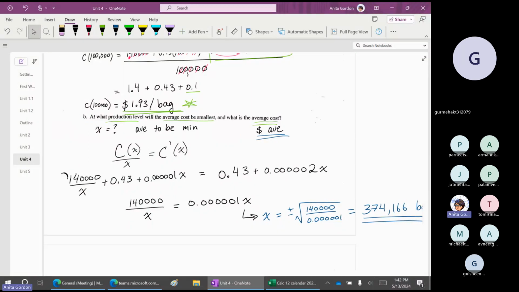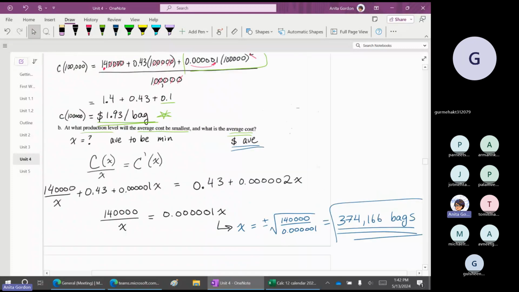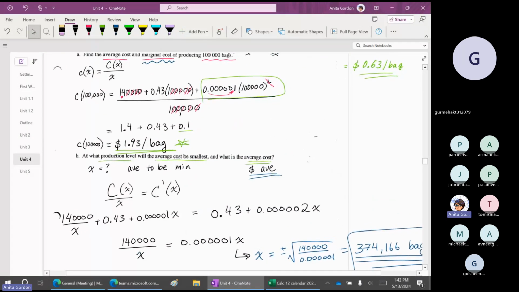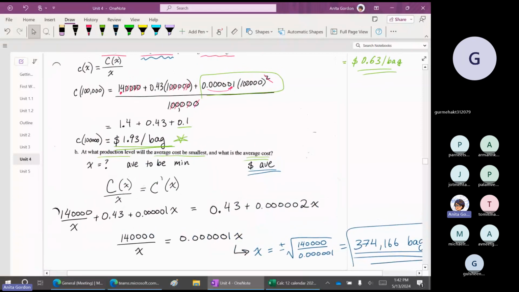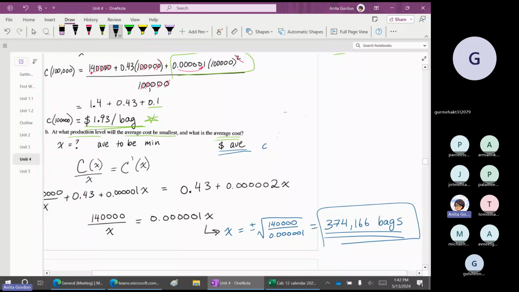What's the average cost? We know how many need to be produced. What's the average cost? You substitute x. Yep. Into the cost function, right? Yep. Not the cost function, the average cost function. Yes. So now I want little c of 374,166 bags.